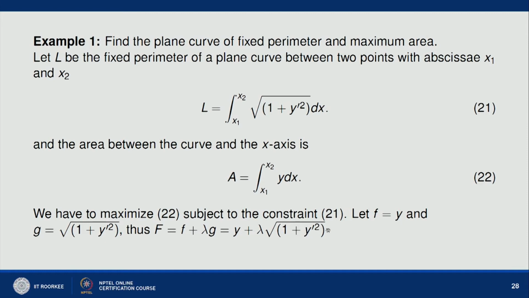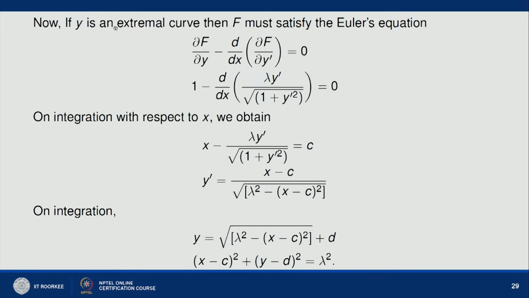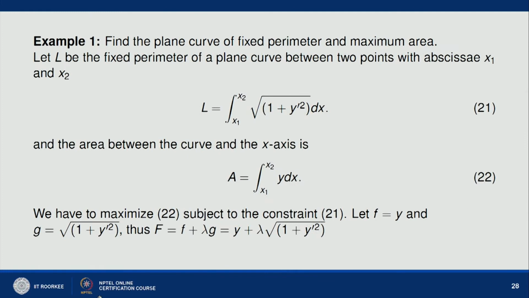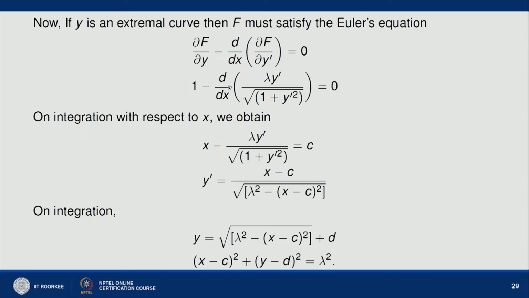Now, the condition we have obtained is that this capital F satisfies Euler's equation. So if y is an extremal curve, then F must satisfy Euler's equation, which is ∂F/∂y minus d/dx of ∂F/∂y' equals 0. F is given already, so F_y is only 1, and F_y' you can find by differentiating. Here we have 1 minus d/dx of λy' upon the square root of 1 plus y dash square equals 0.